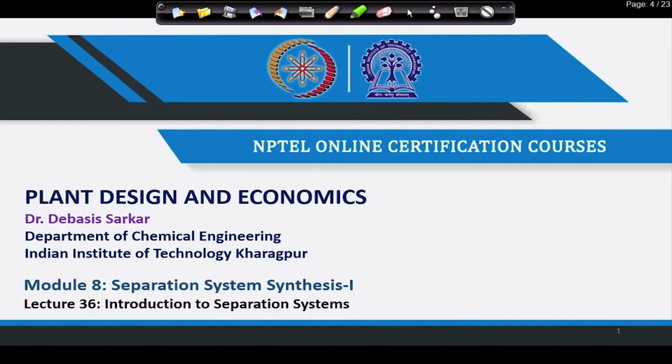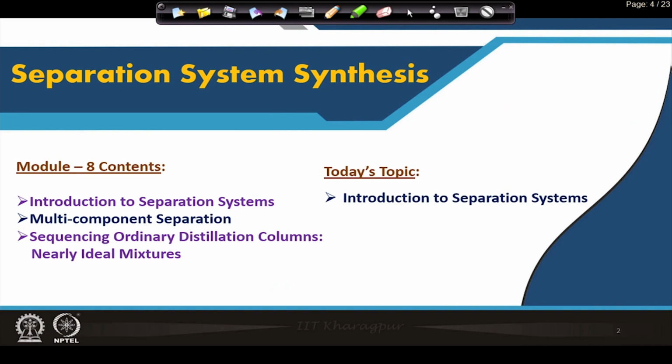Welcome to Module 8 of Plant Design and Economics. Almost always, separation systems will follow reactor systems. So, after discussing reactor network synthesis in Module 7, we will discuss synthesis of separation system in Module 8 and Module 9. So, today we start with separation system synthesis part 1.